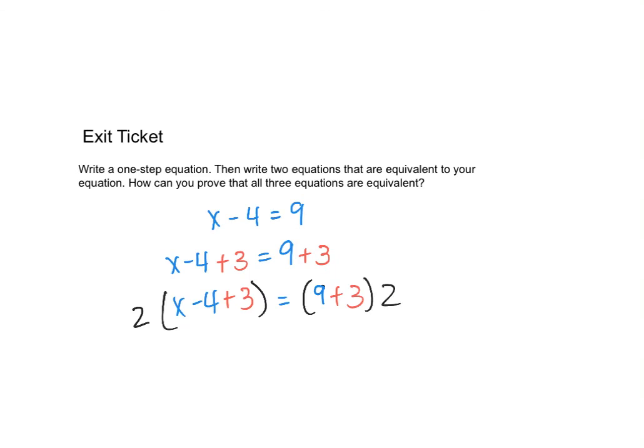Okay, anytime guys that you guys are doing a property or something to both sides of the equation, they're going to be equivalent, okay? How can you prove that all three equations are equivalent? Well, if we were to divide both sides by something, it's based on the laws of equality that we just went over. So in the beginning, we were talking about addition. If you add to both sides, you maintain equality. If you divide or multiply by both sides, you maintain equality, okay?